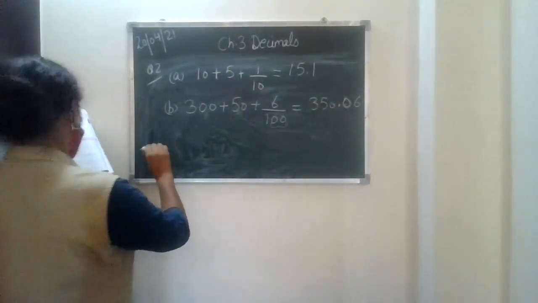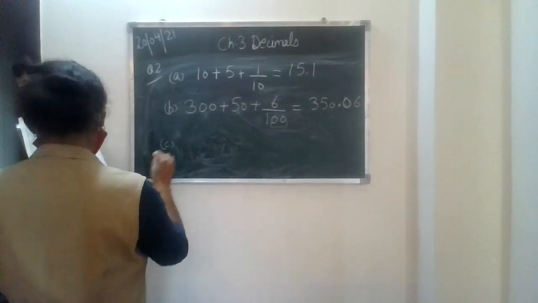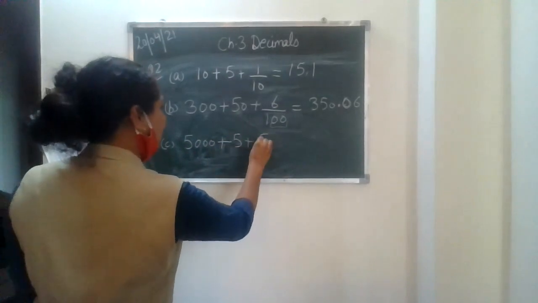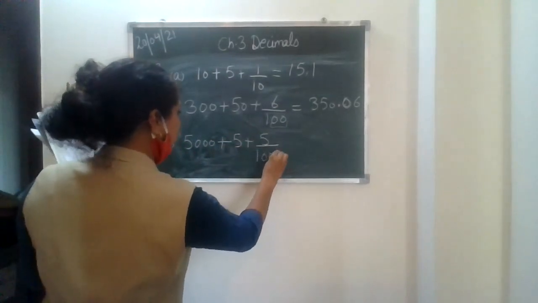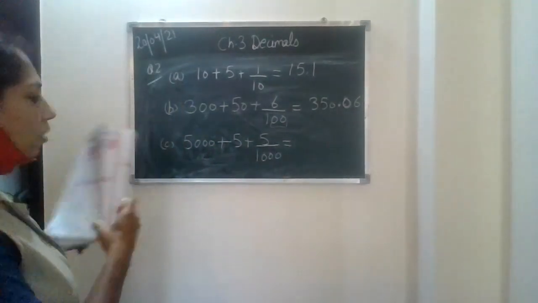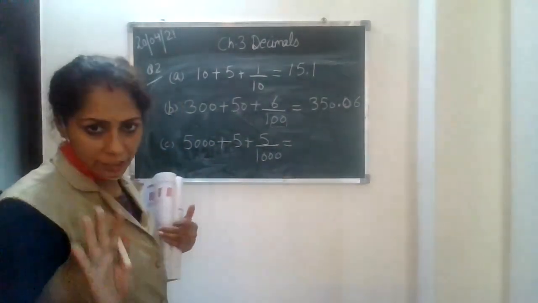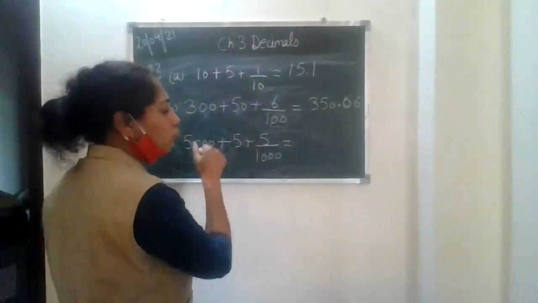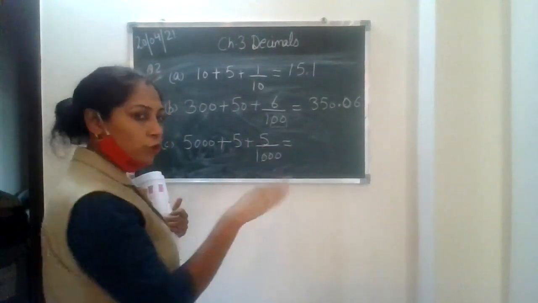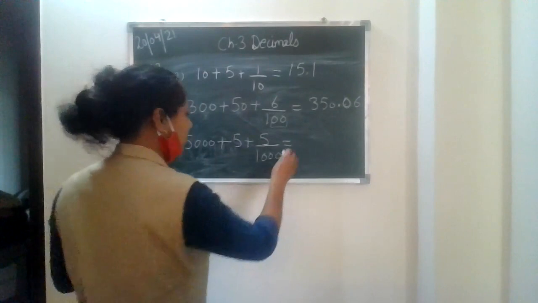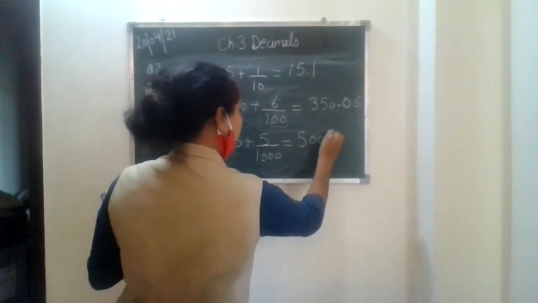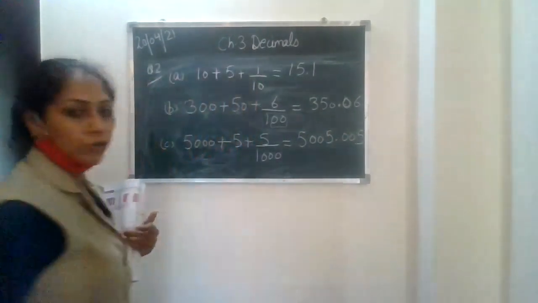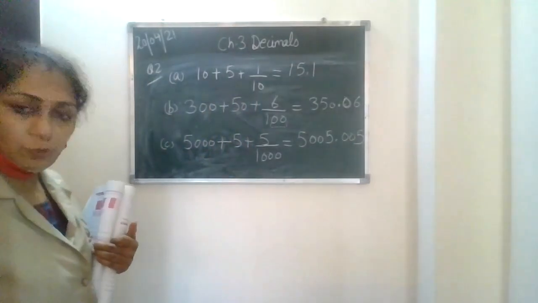No doubt about that. Now, third part, 5,000 plus 5 upon 1,000. Okay, very interesting now. 5,000 plus 5 is not an issue. You will straight away write 5,005. But the issue is, here 3 zeros, here a single number. So you have to place 2 zeros before in order to qualify the criteria of placement of decimal. So how are you going to do it? 5,005.005. This is the way. Okay. These are the 3 parts. You must know how to do it.